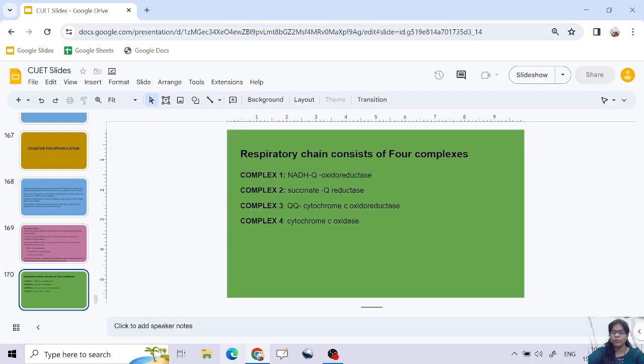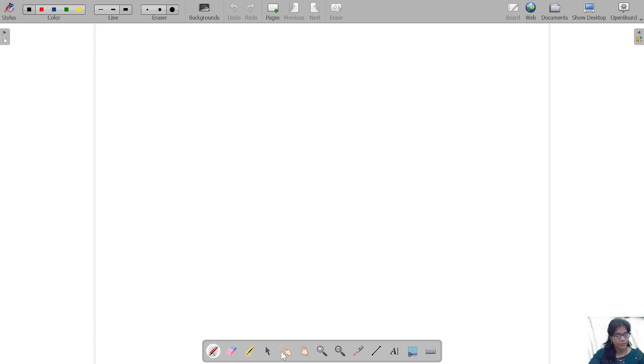Before I give you the theory part, I want to give you a stepwise process so that you will be well aware of all the steps. Okay, so now let's draw the diagram.